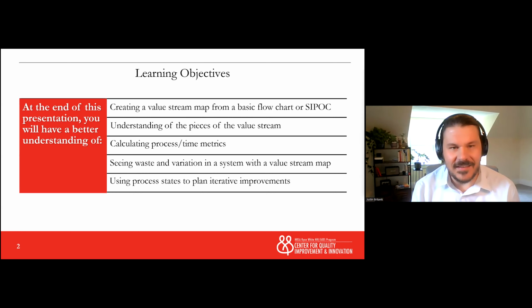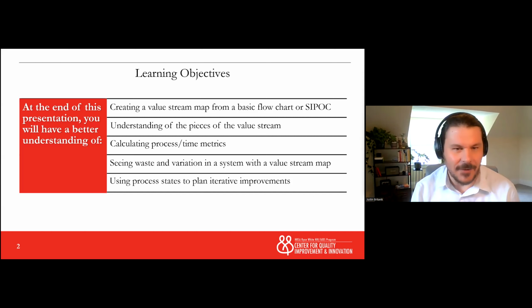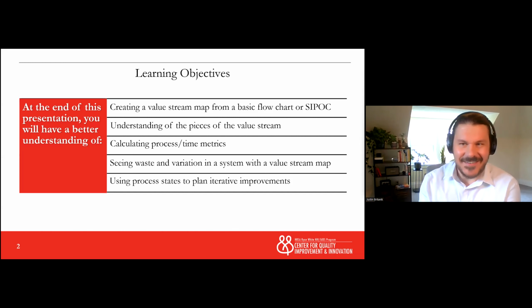and using process states to plan iterative improvements. Really pay attention to this idea of process, because this applies if you're using swim lane maps, spaghetti maps, value stream maps, flowcharts, any type of process map. By redrawing the map in various states, it's going to help you plan your improvement cycles. It's such a great help. It's really a game changer. So we have an ambitious afternoon ahead of us.